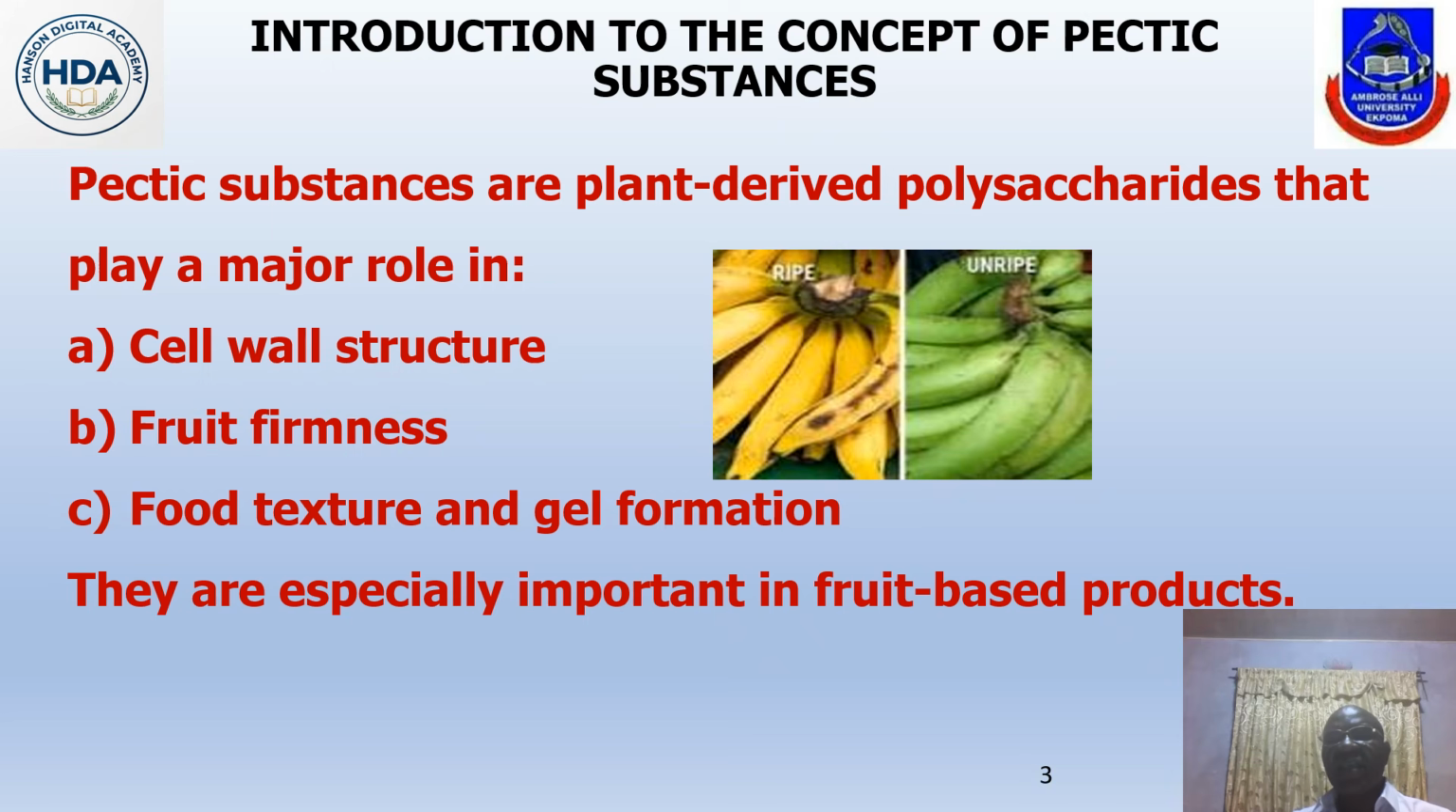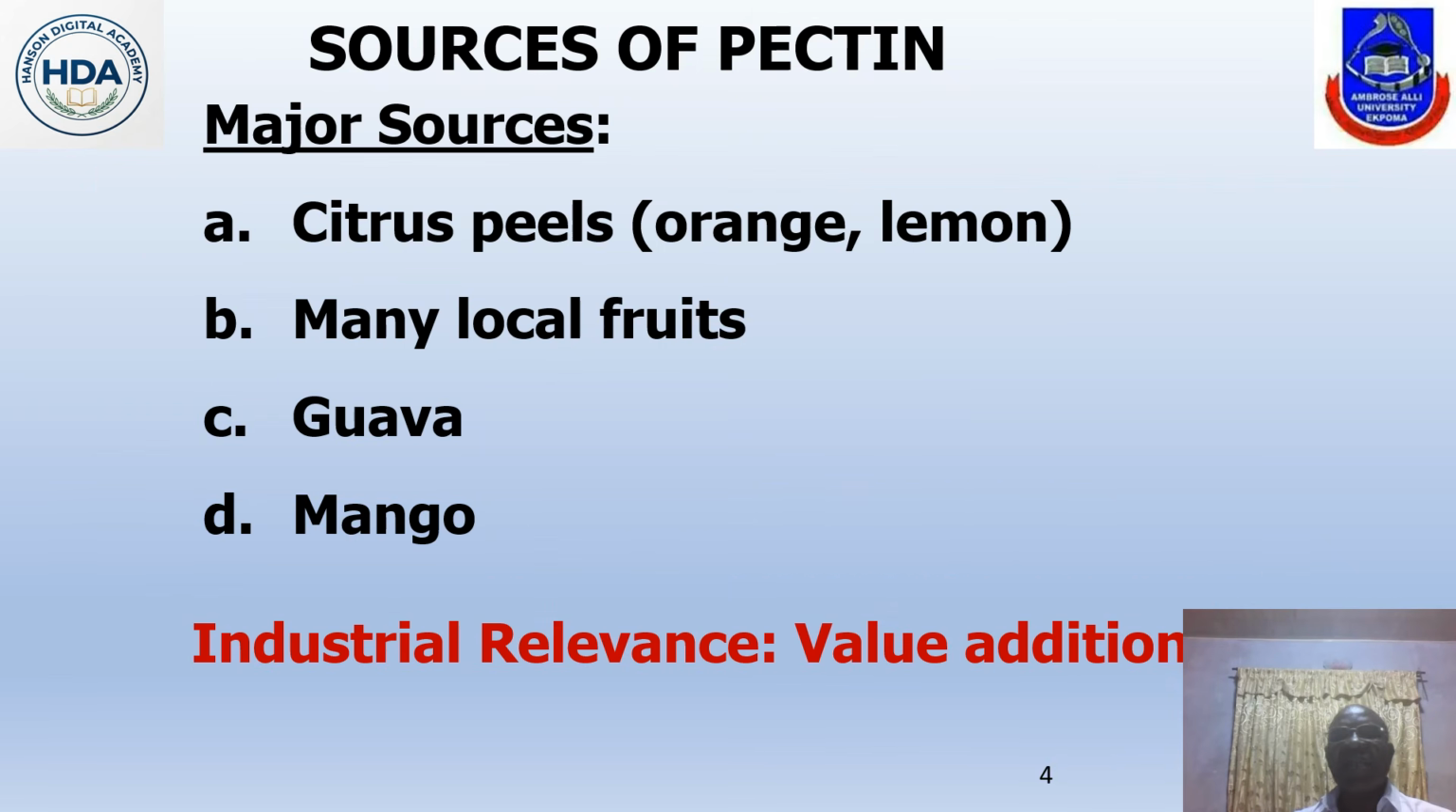You can see the picture before you of ripe and unripe plantain. Of course, you know from experience that the unripe is hard, while the ripe is soft. Now, that factor is a function of the pectic substances that are present in the unripe and ripe variety of the banana.